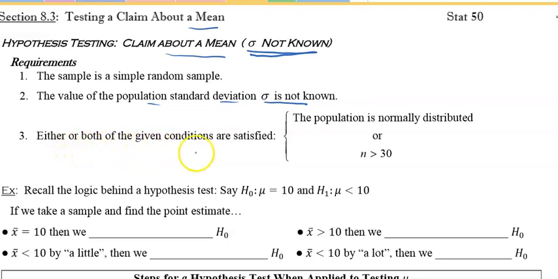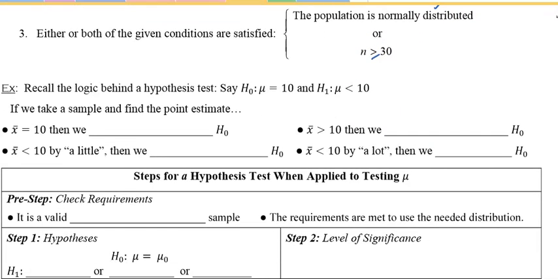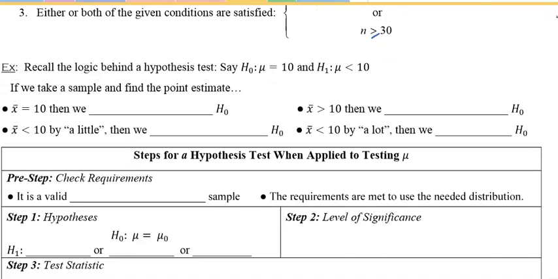Either or both of the given conditions are satisfied: the population is either normally distributed or n is greater than or equal to 30. If that's the case, we're going to repeat what we did in the previous section. Recall the logic behind hypothesis testing: H0 says things didn't change. The alternative says things changed. Either they're less than they used to be, more than they used to be, or they're not the same anymore.